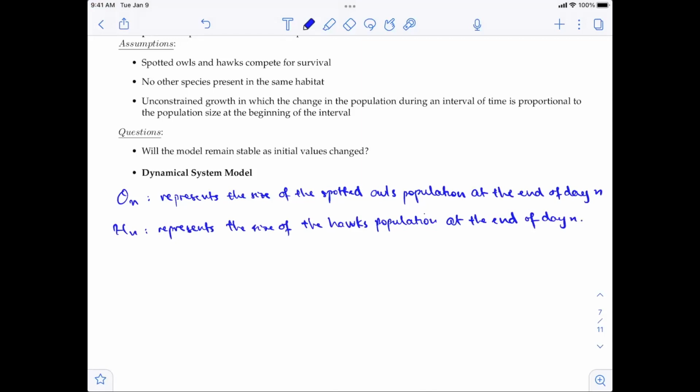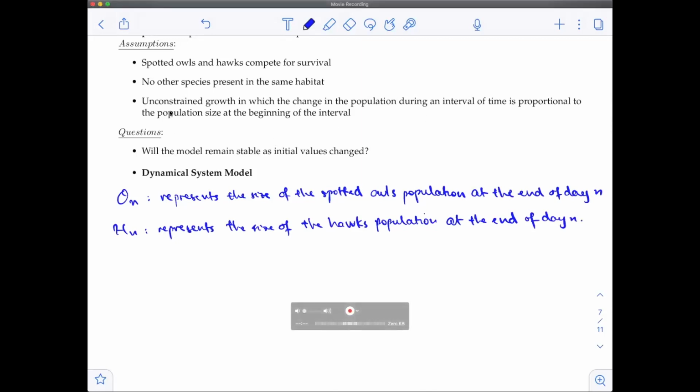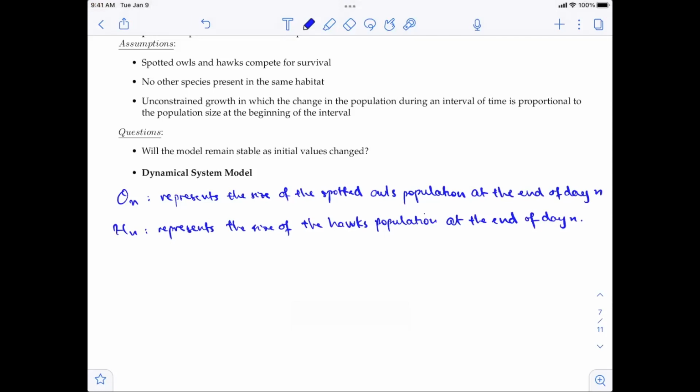All right. So the assumption we have is unconstrained growth, which is exponential growth. So there's no carrying capacity whatsoever. Right? With a carrying capacity, you have logistic growth, but for exponential growth, it will grow up to infinity. Right? So the third assumption, unconstrained growth, is that the change in the populations during the time interval is proportional to the population size at the beginning of the interval.